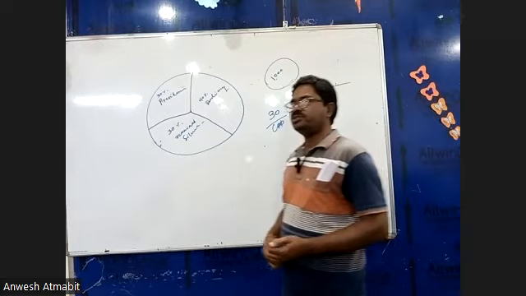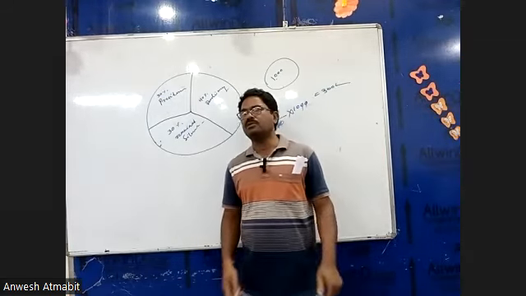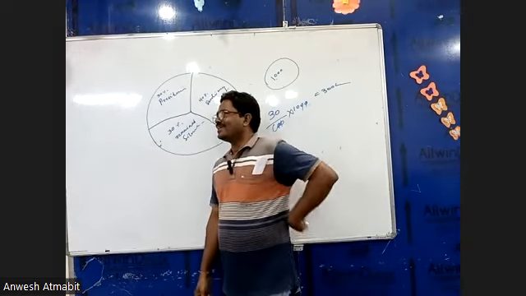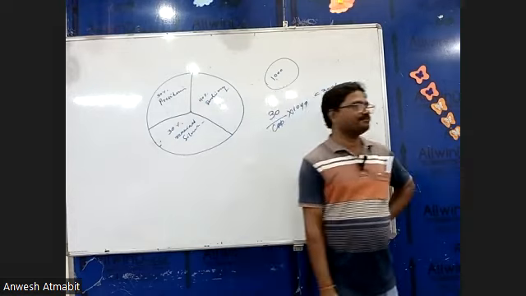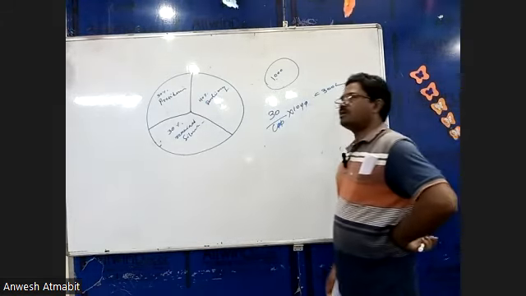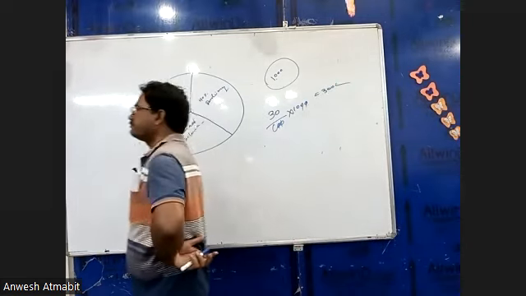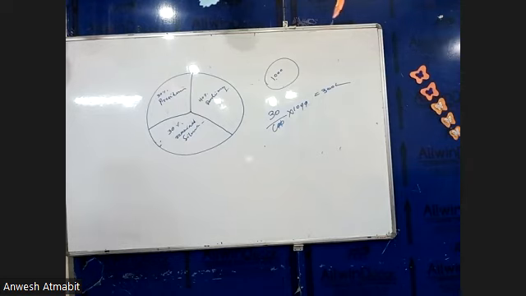In English literature, who is known as The Bard of Avon? Who can say The Bard of Avon in English literature? William Shakespeare. William Shakespeare is called The Bard of Avon.